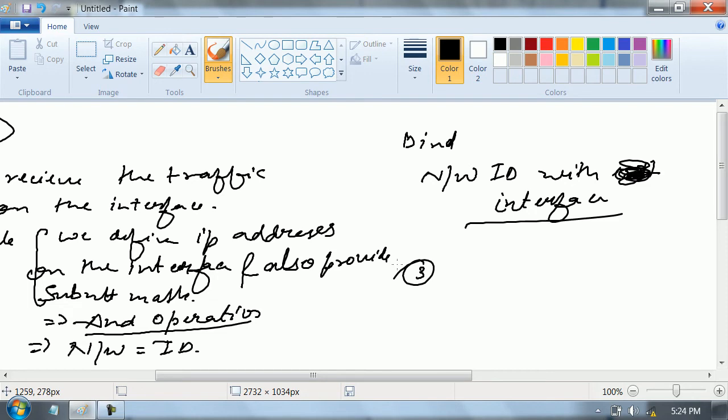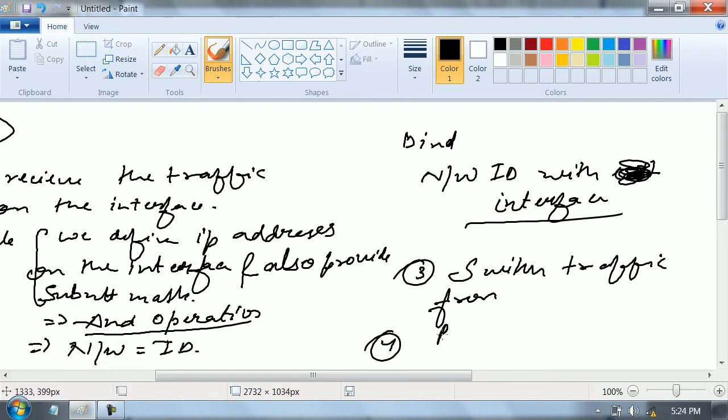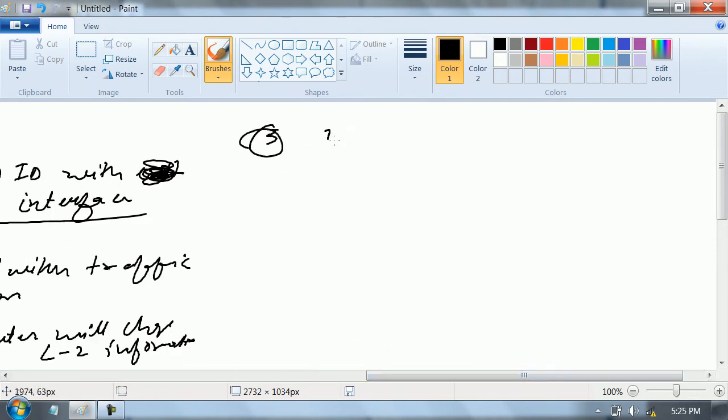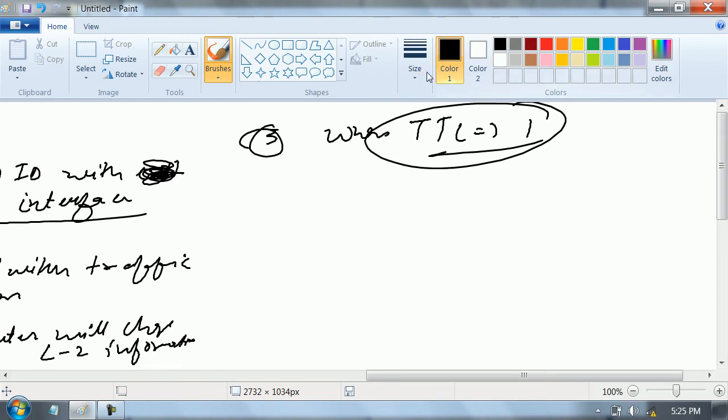Now the router will check the routing table according to this information. Now the router will switch the traffic from the incoming to the exit interface. Next thing, after that the router will change the layer 2 information in the traffic. Fifth thing, when the router receives the traffic, it will decrease the TTL by 1. Any issues? These are the 5 things that combine and form a single word, called routing. Are all of you clear with this?